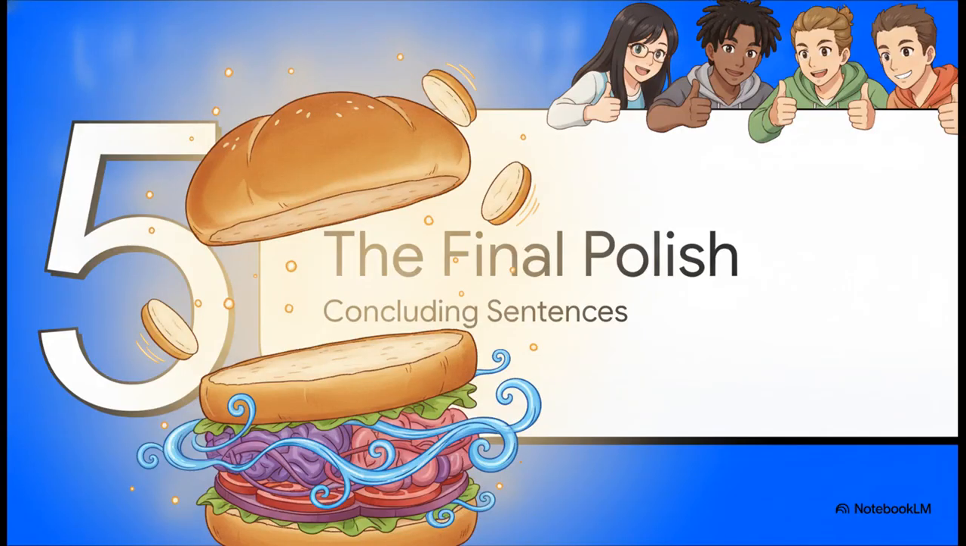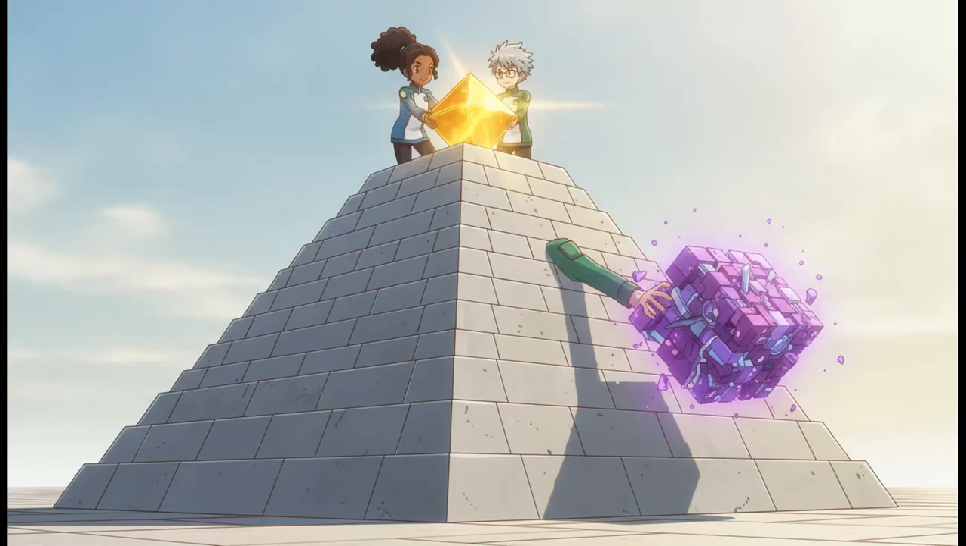And that brings us to section 5, the final polish. Okay, we've built the structure, we've added our pie meat, and we've poured on that cohesive secret sauce. Now it is time to put the bottom bun on our sandwich. Your concluding sentence explicitly signals the end of the paragraph and reinforces your main point. Let's deliberately go through the golden rules for this.